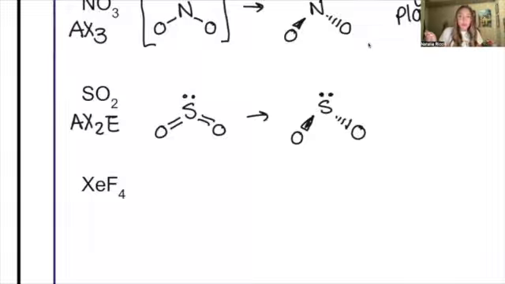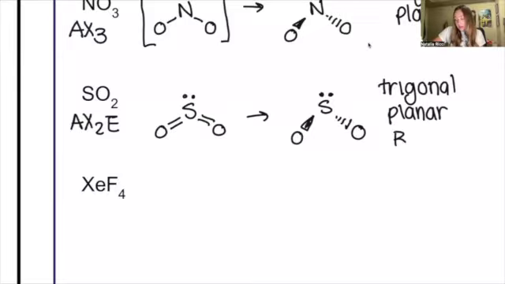Relate it back to the notation now. AX2E, E just being for that lone pair, remember. Now, there are 1, 2, 3 groups, but that lone pair makes it so the shape is not trigonal planar, but instead it is bent, even though the geometry is trigonal planar. Geometry: trigonal planar. And shape is bent. Perfect.